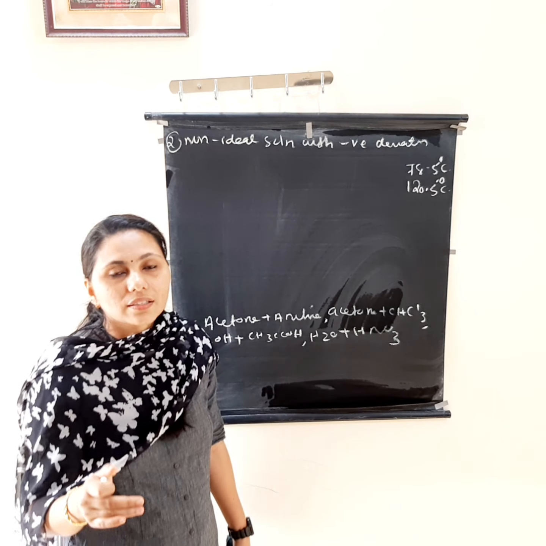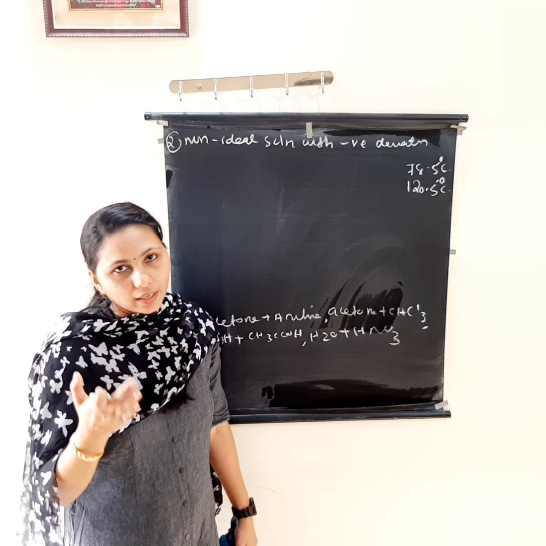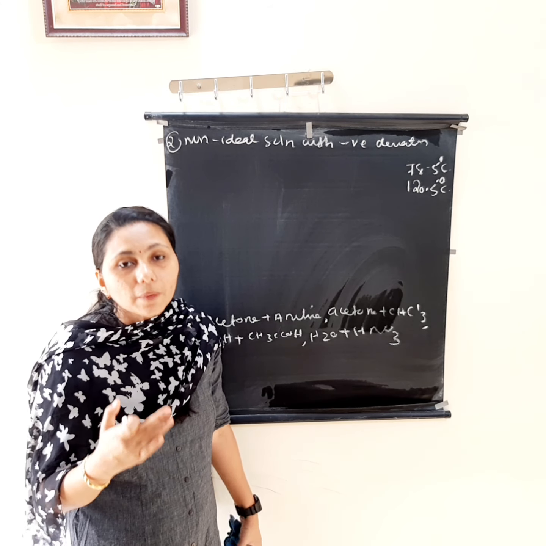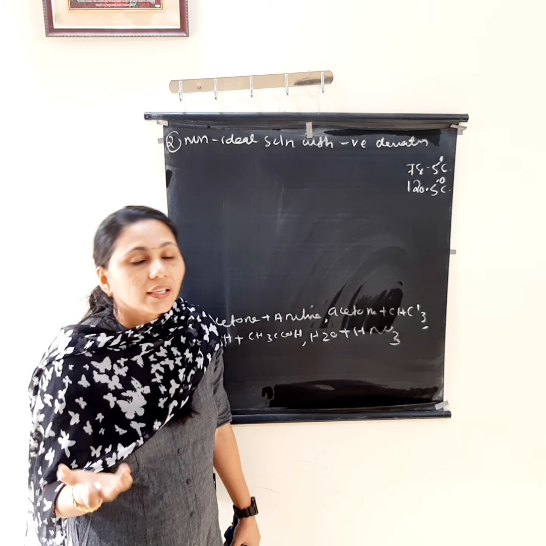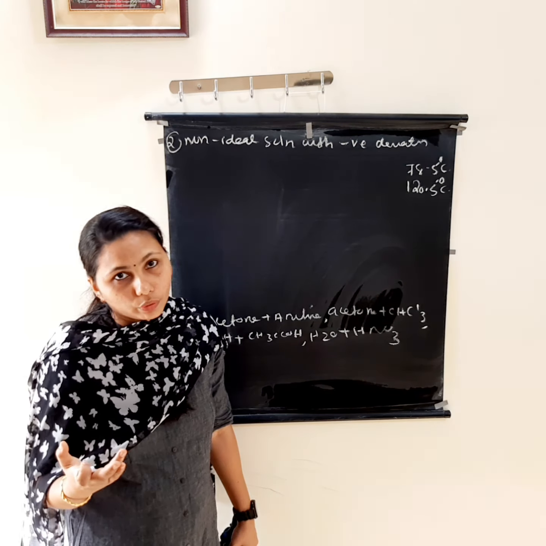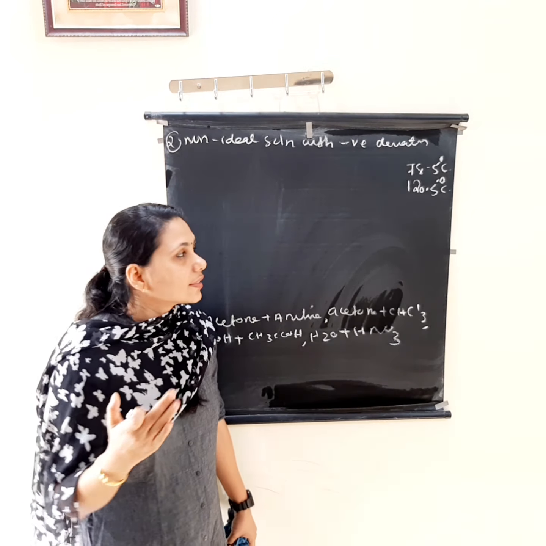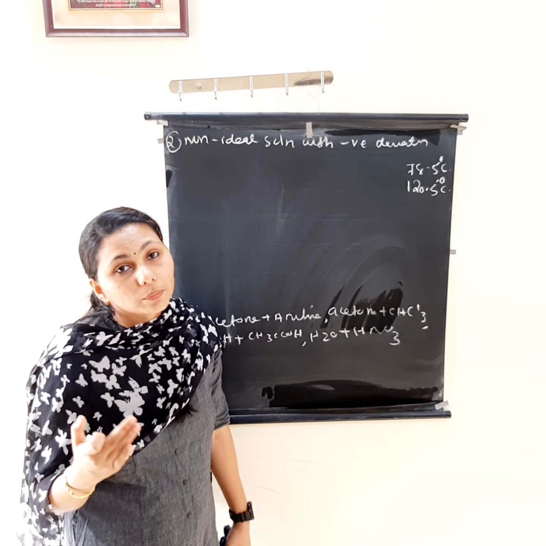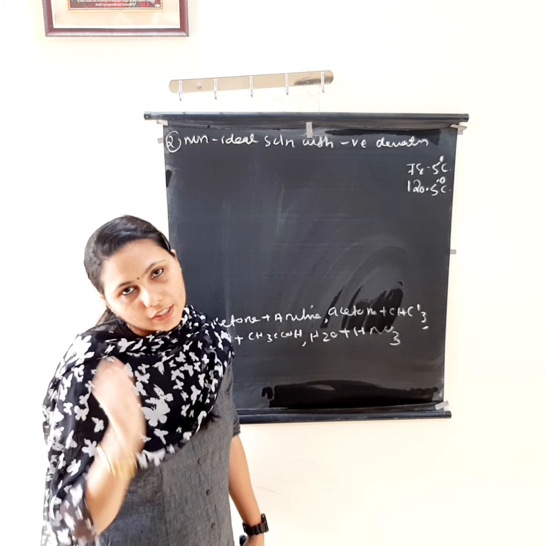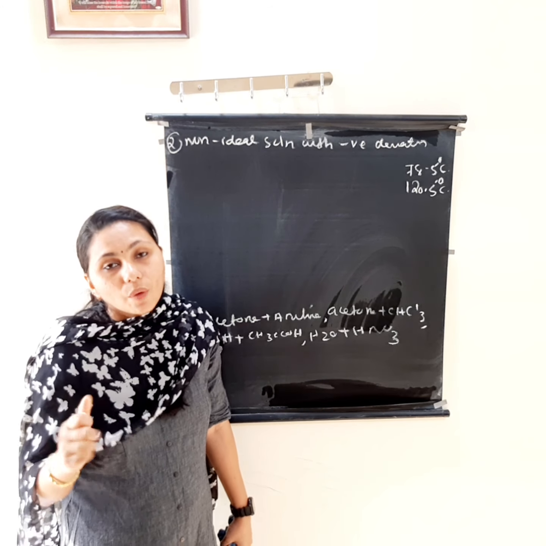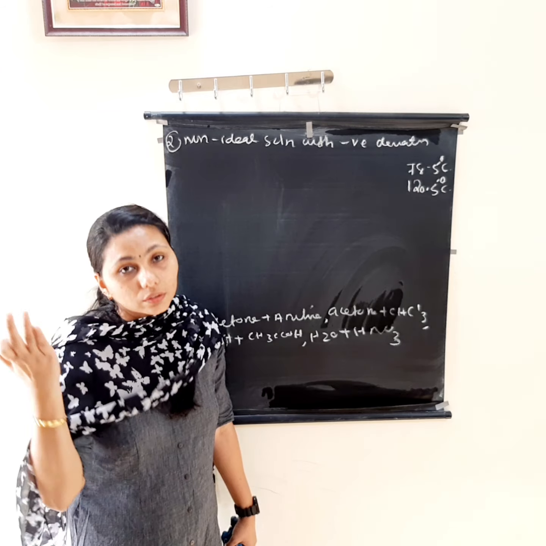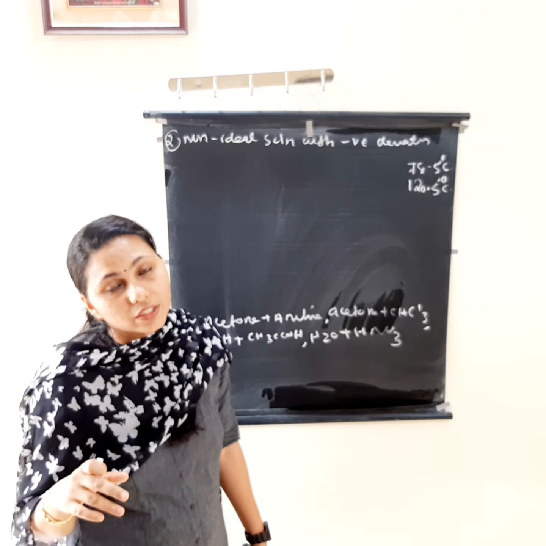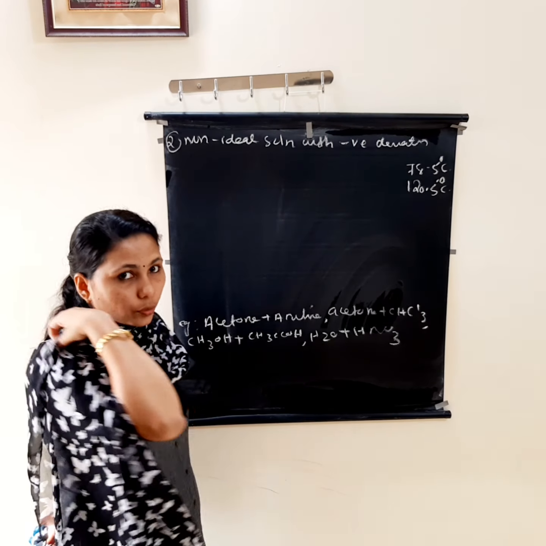In this case the partial pressures of components A and B, suppose A is the solvent and B the solute, will be less than that calculated according to Raoult's law. In this type of solution the boiling point will be greater than that of the ideal solution. What is the reason why the total vapor pressure is less, or why they show negative deviation? I explained already in the case of positive deviation.